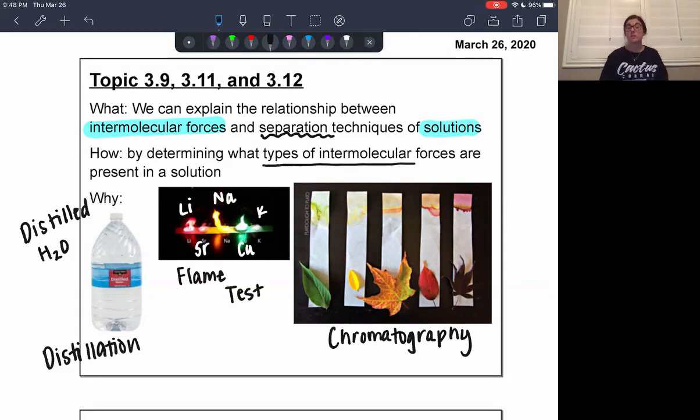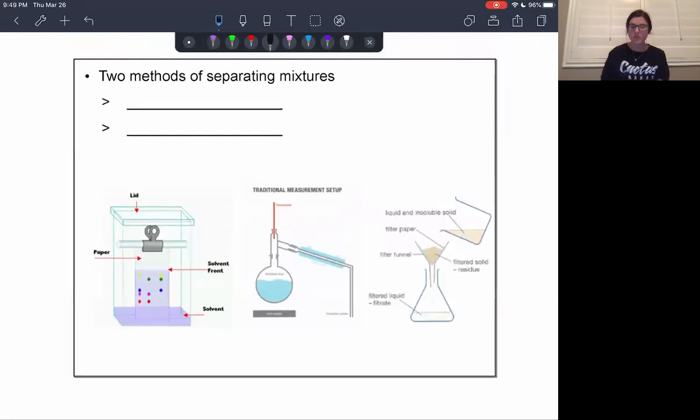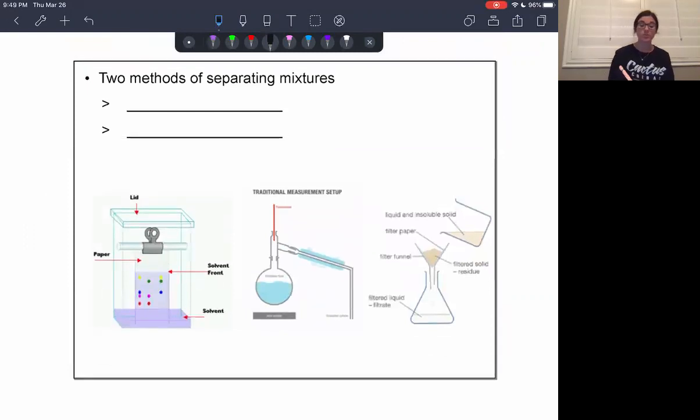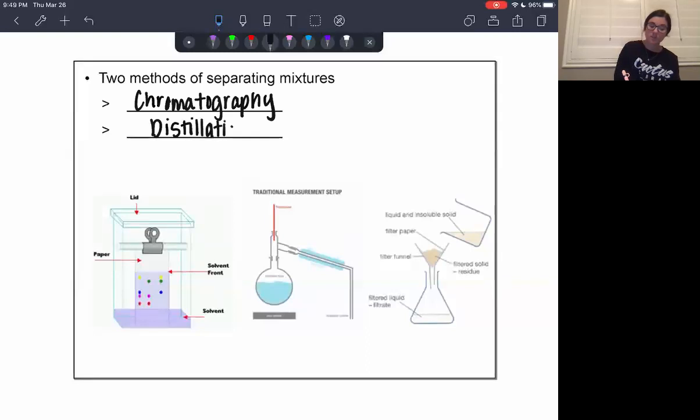So all of these different separation techniques have to do with what I highlighted right here, intermolecular forces. So this topic fits, or these topics fit really well into this unit because all we've been talking about all unit long is intermolecular forces. So moving on to the next slide. The two most popular methods of separating mixtures are chromatography and distillation. Chromatography, sorry, my spelling is always the best. Chromatography and distillation.